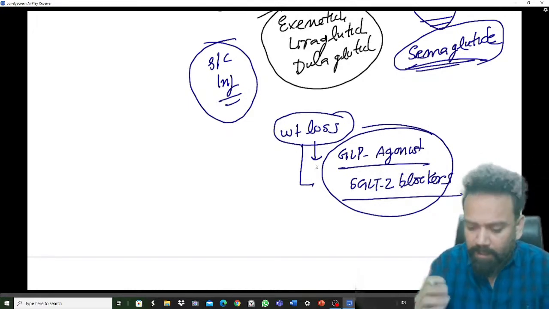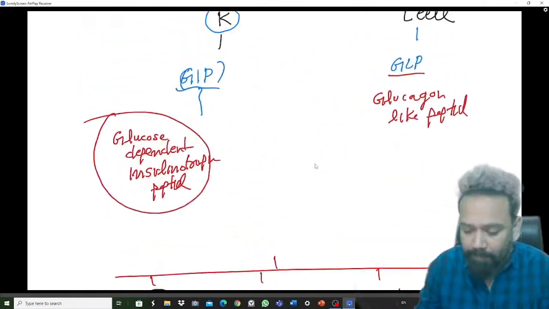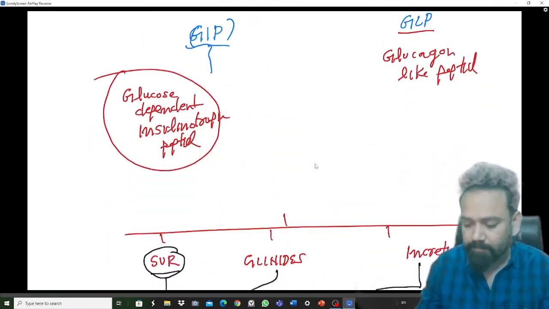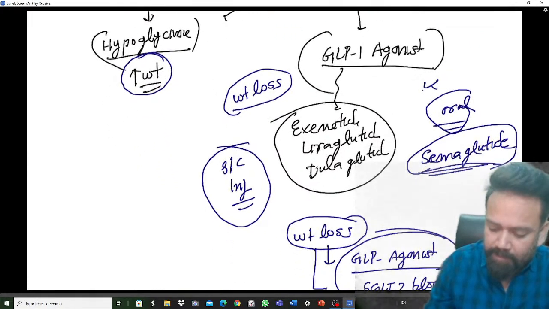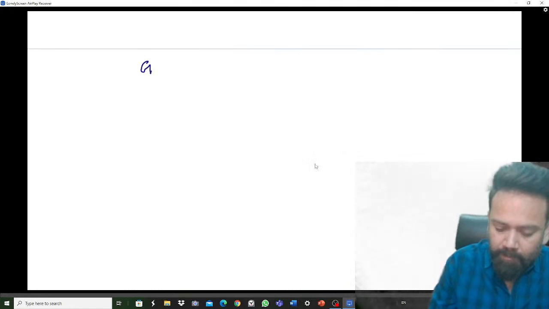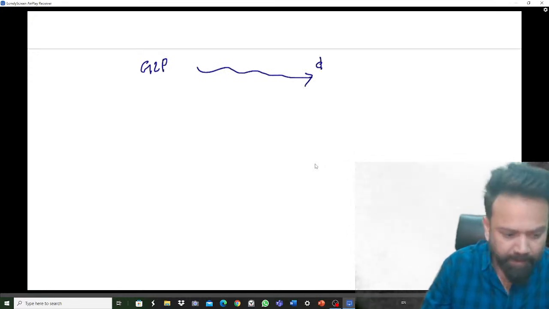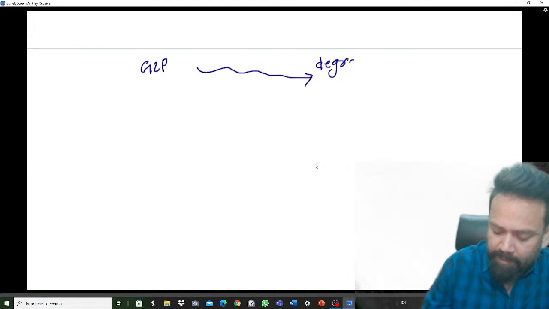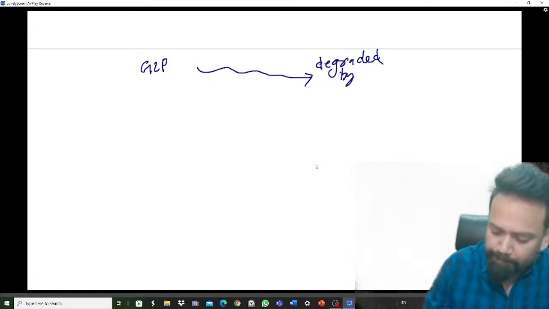Right, okay. So anyway, coming to the topic again. Till now, with only one diagram, we have discussed these three drugs. The fourth drug is also based on this diagram. See, this GLP, who will tell me, this GLP is degraded by which enzyme? Good evening, Entrance Wala. This GLP is degraded by which enzyme, doctor? Tell me. Anyone? The answer is DPP4.